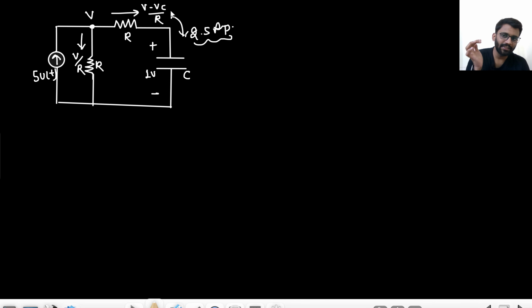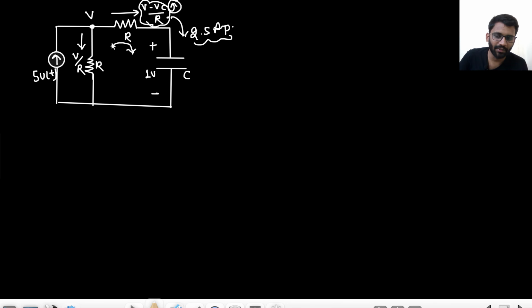Because of this current, this Vc value is getting increased. If Vc increases, that means this current is getting reduced. Since V is constant, if Vc is increased, then V minus Vc will be reduced. That means the current will be reduced. So slowly the current here is reducing.